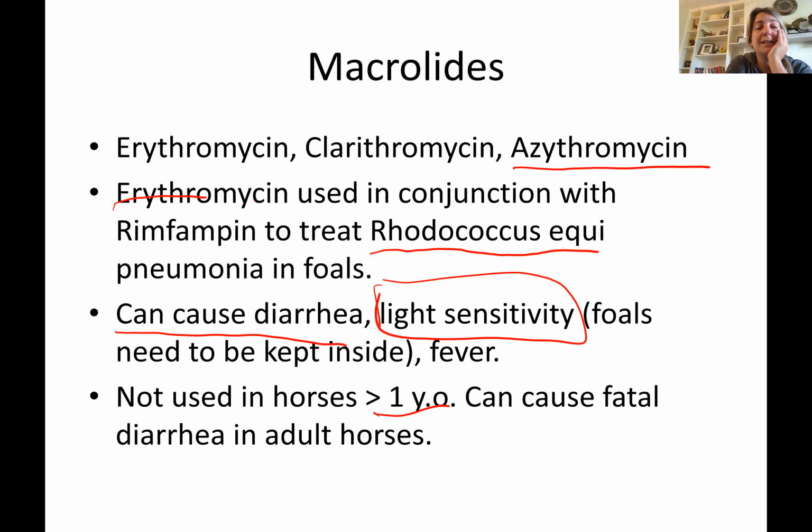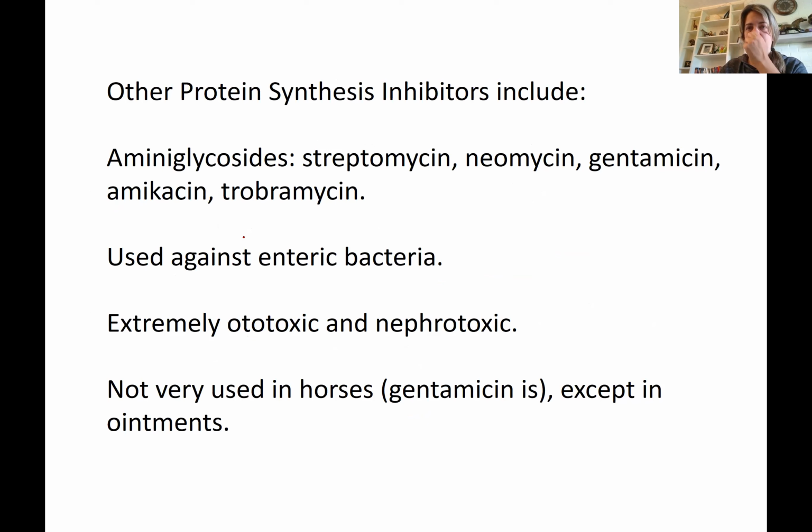Now, erythromycin is used to treat Rhodococcus in conjunction with rifampin, and there are other drugs also that can be used to treat Rhodococcus, but it's just lucky that this one, erythromycin, is useful, and this is a disease that only affects foals because this particular drug cannot be used in adult animals.